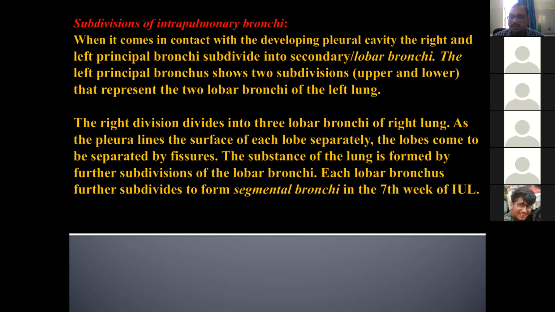Okay. So how many lobes will be there in the right lung? How many lobes will be there in the left lung? It will depend upon the species. If the species is having 4 lobes of the right lung, 4 divisions will take place, and all these divisions will be separated from each other by fissures. If the species is having 3 lobes in the left lung, 3 divisions will take place, and all these divisions will be separated by a fissure.